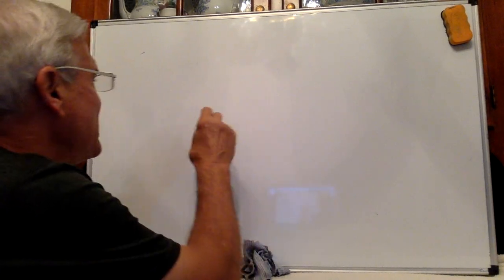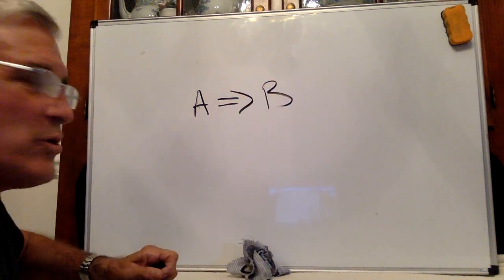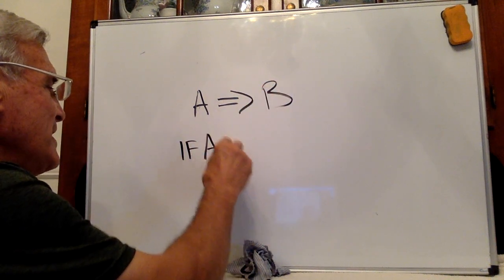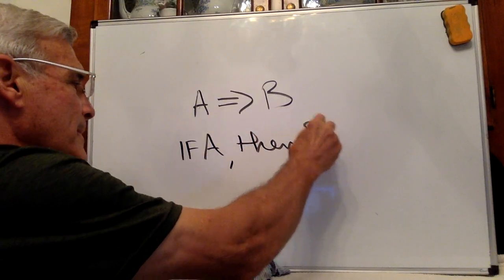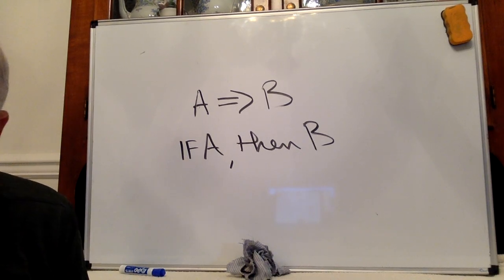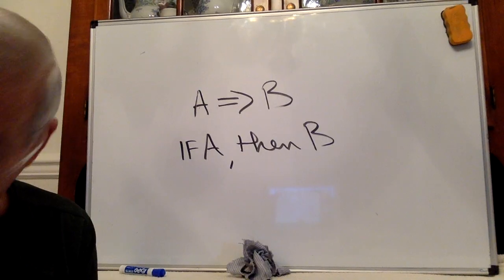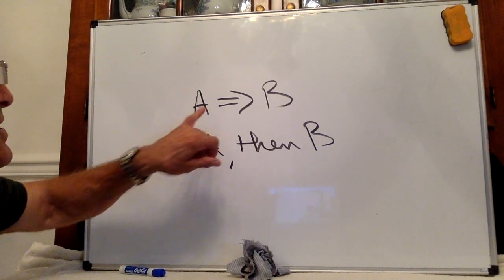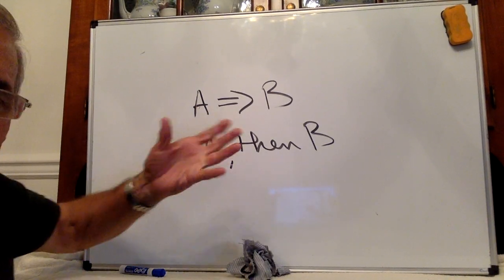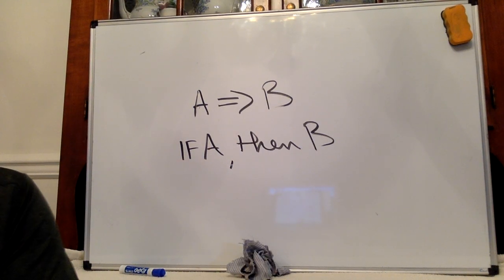And you're going to also see this symbol. That's a shorthand method of writing if A, then B. So that little double arrow, which looks like an equal sign with an arrow on it, means if-then. So that's another way of writing it. This is equivalent to that. It's just a different way of writing it.